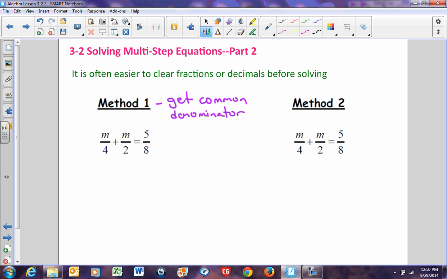So if we look at this first example, m over 4 plus m over 2 equals 5/8. I could just look at the left-hand side of this equation and get a common denominator between 4 and 2, which happens to be 4. So m over 4 would stay, plus, in order to get 2 to be 4, I have to multiply it by 2, which means I have to multiply m by 2. So I have 2m over 4, and that's going to equal 5/8.